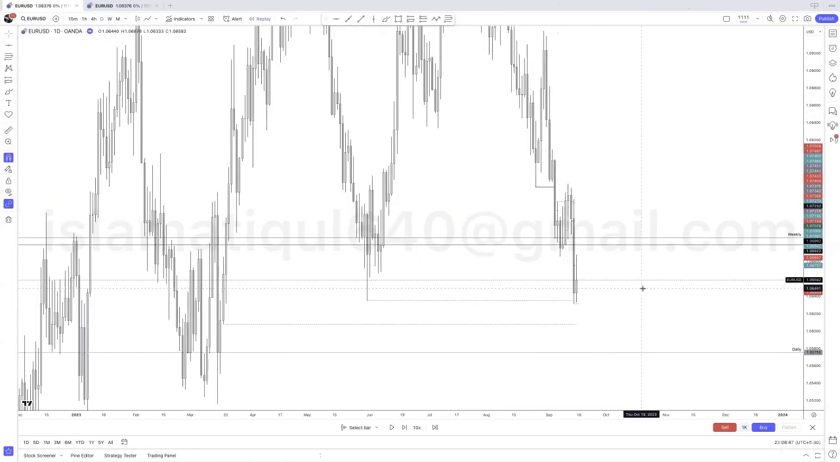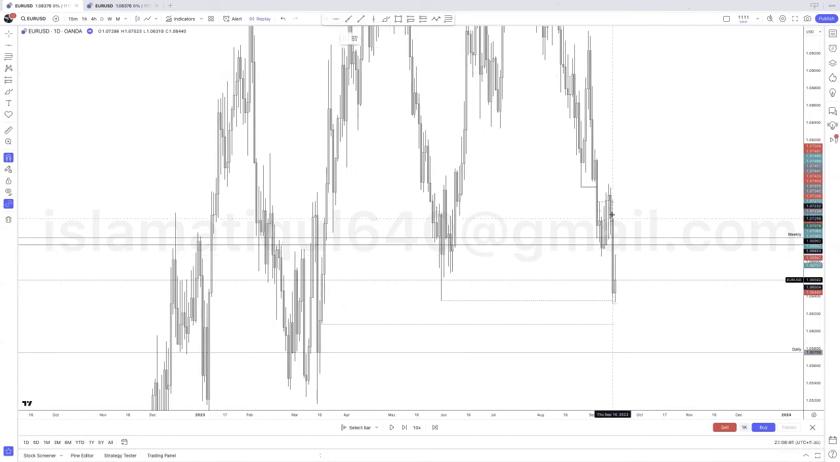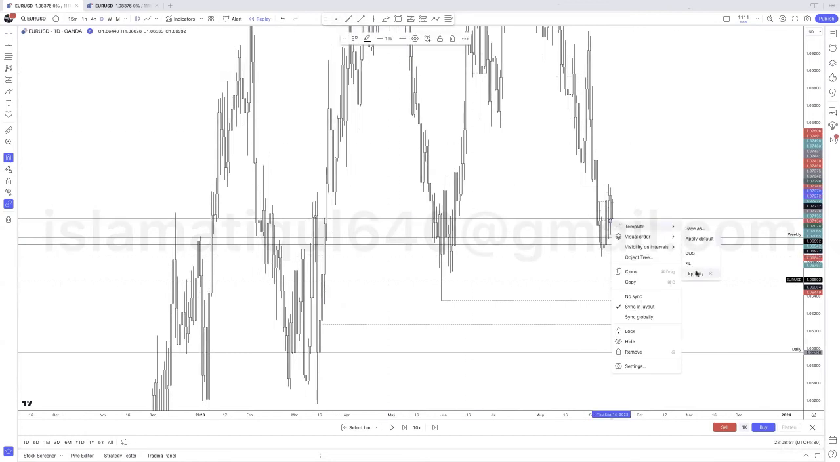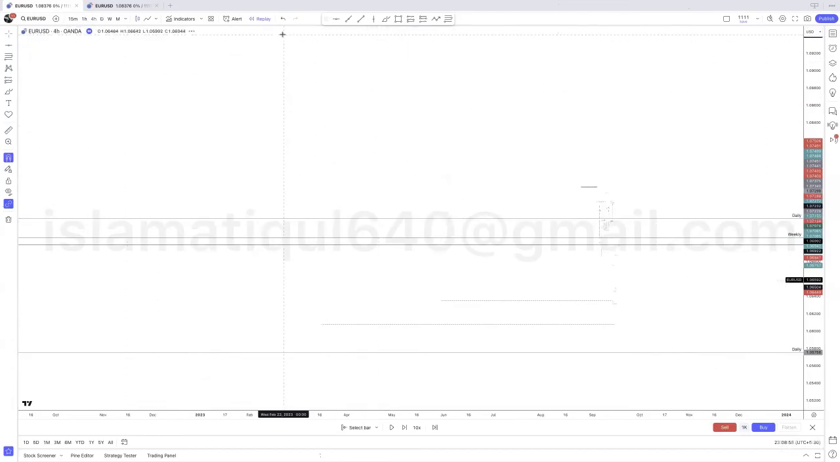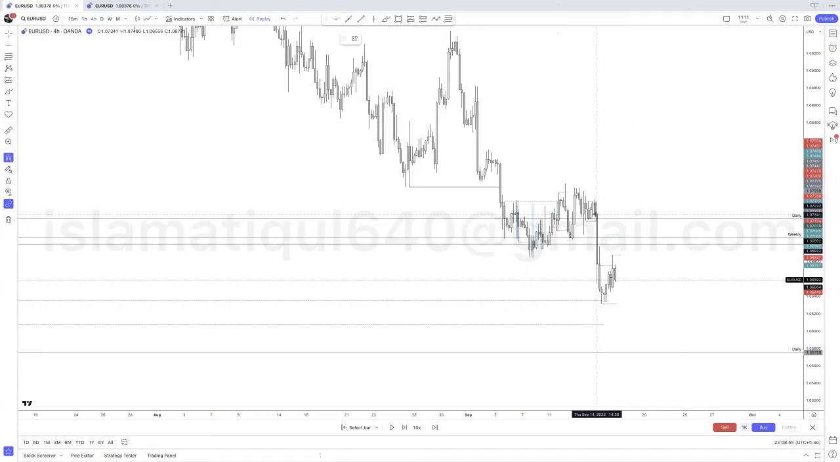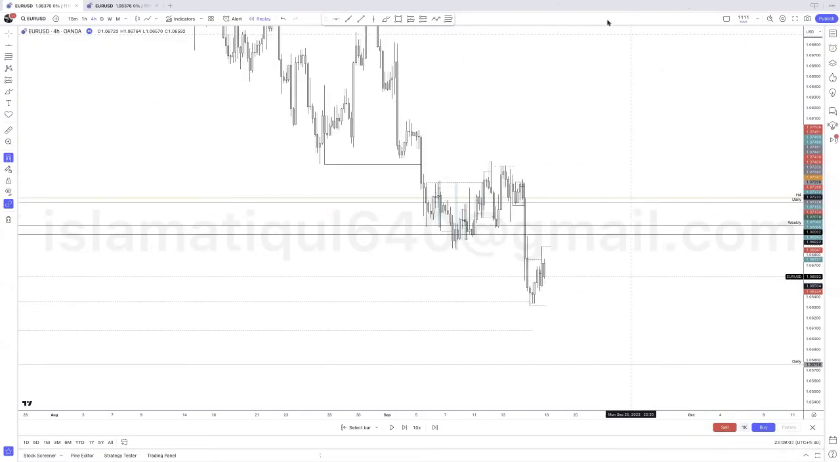So if these fail, we can once again draw the zones we marked out earlier. This one, this is daily. We refined this, right? We had this one, and then we can refine it here. That's it. Okay, so we have a few zones marked out.